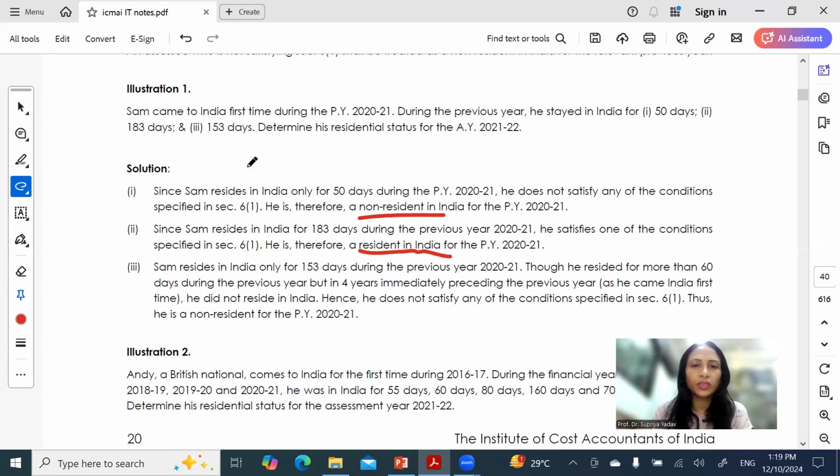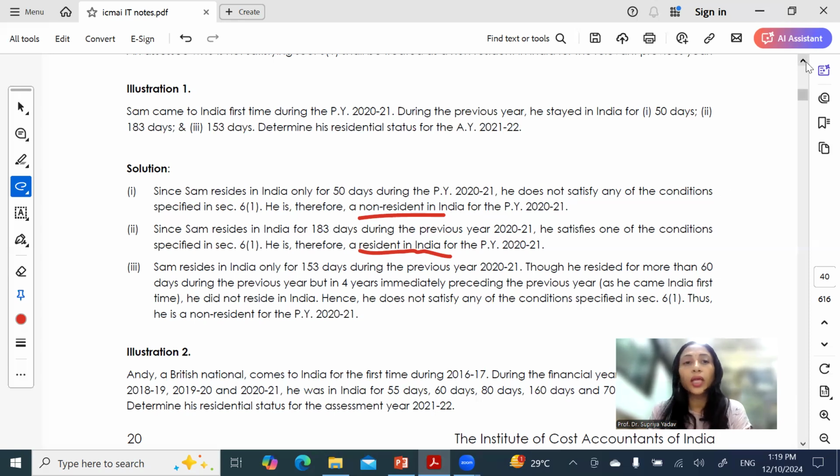Then he stays for 153 days. As the first condition is telling you about 182 days, but he has not stayed in India for 182 days, the second condition we have to check is whether he stayed for 60 days. Yes, he stayed for 60 days because he stayed for 153 days.